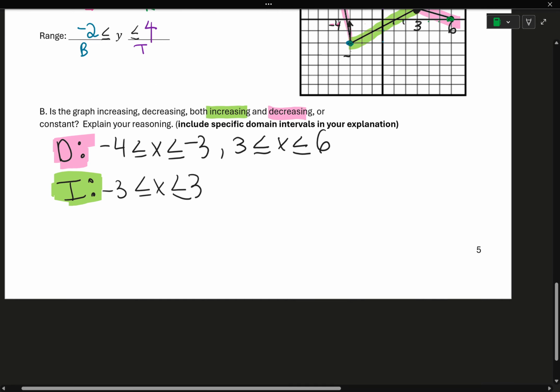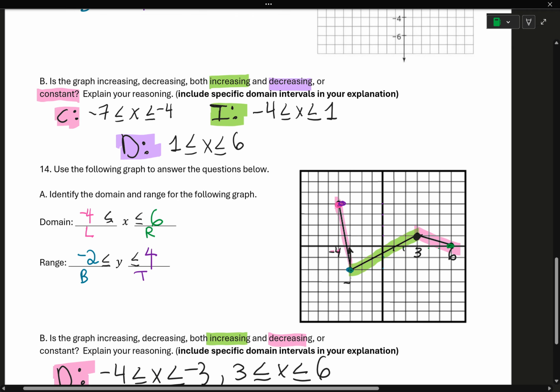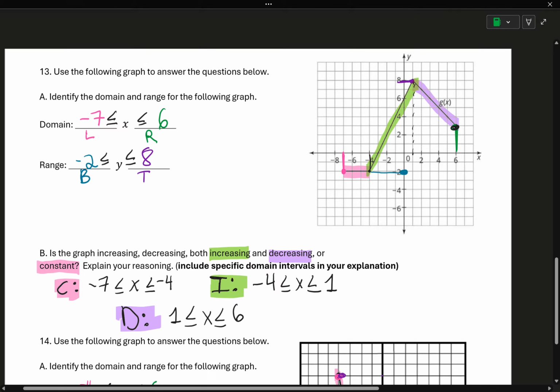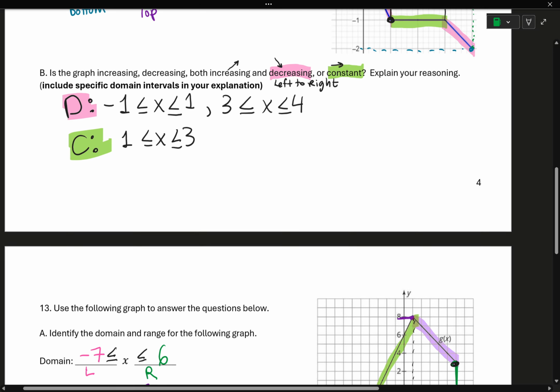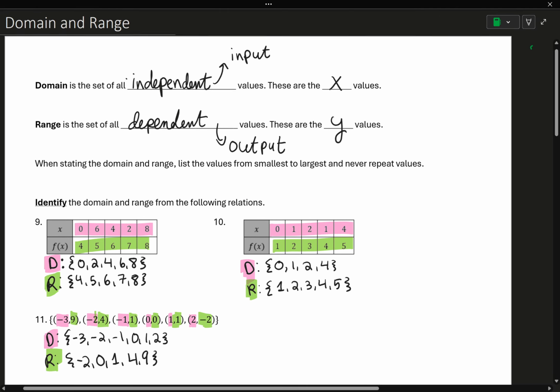All right. That's it for Unit 1. I know domain and range is tough to see sometimes. We will be practicing it. If you have any questions, make sure to ask me or whoever else is helping you out with math.